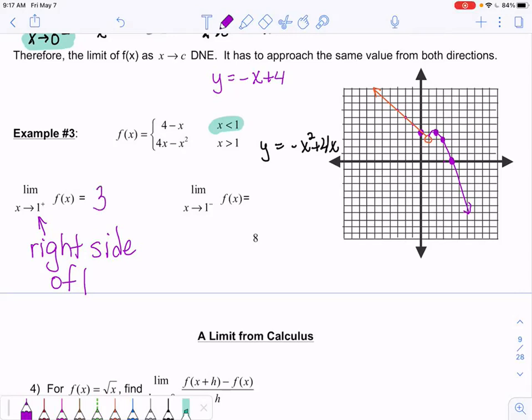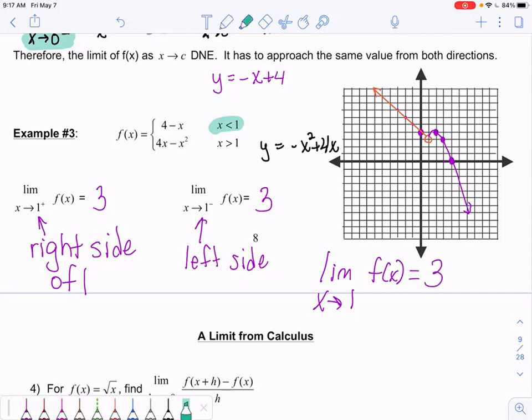Parker, if you're on the left side of 1, now we're at that line, and we're coming into the x value of 1. What's the value that that function's getting really close to? 3. So if they're both the same, Cole, what could you say the value of the limit when it approaches 1 is? Just 3. So if your limits are the same from the left and the right, then that limit would be 3.